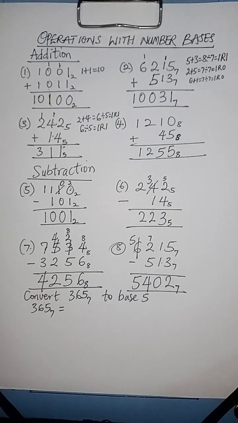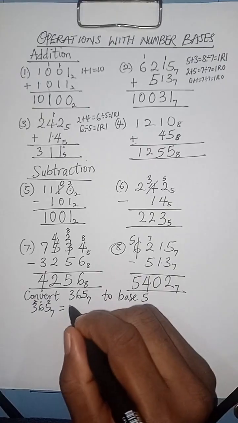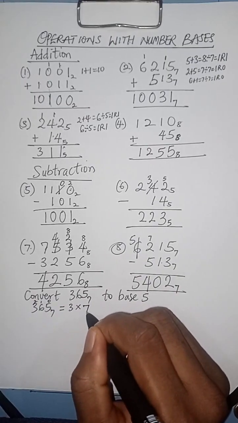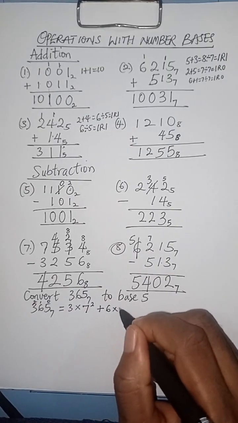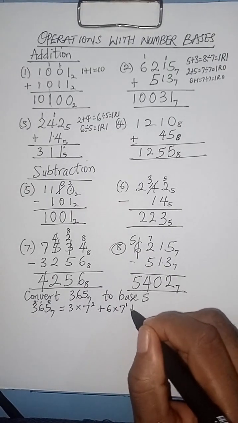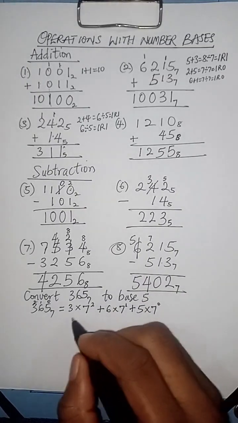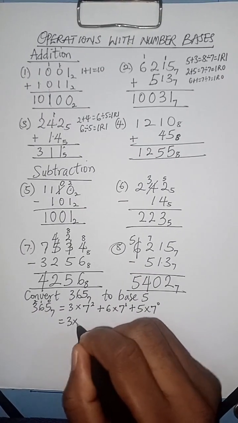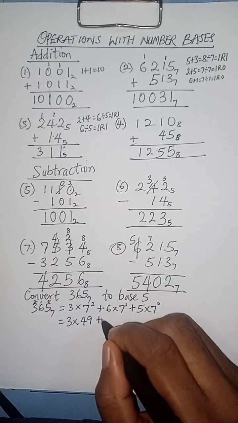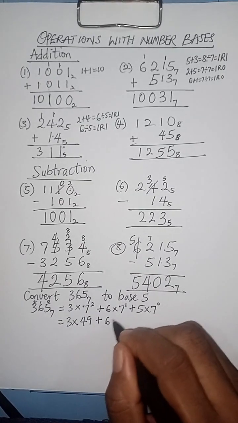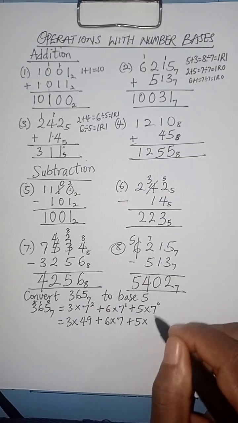Of course, you know what to do. Start numbering 0, 1, 2. So this is 3, multiply the base, which is 7 raised to power 2, plus 6 multiply the base, which is 7 raised to power 1, plus 5 multiply 7 raised to power 0. This will give you 3 times 7 times 7, which is 49, plus 6, 7 raised to power 1 is 7, plus 5, 7 raised to power 0 is 1.